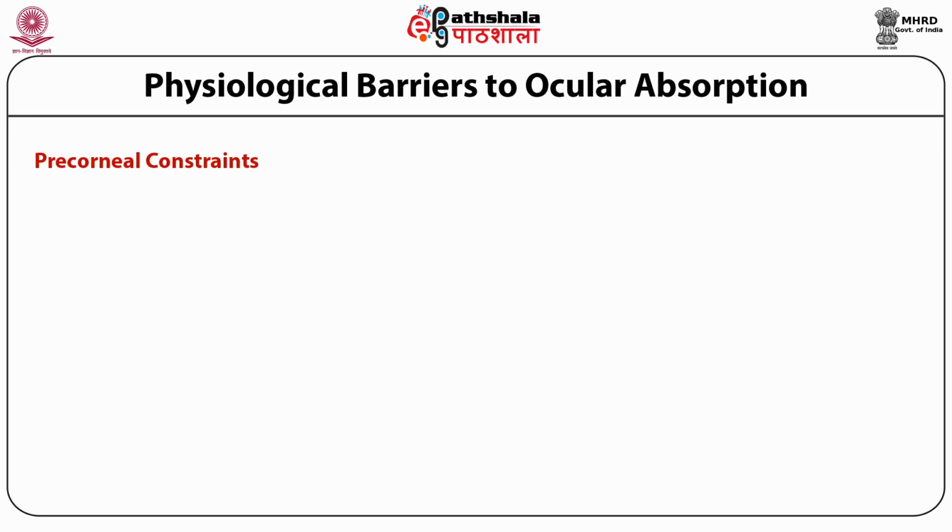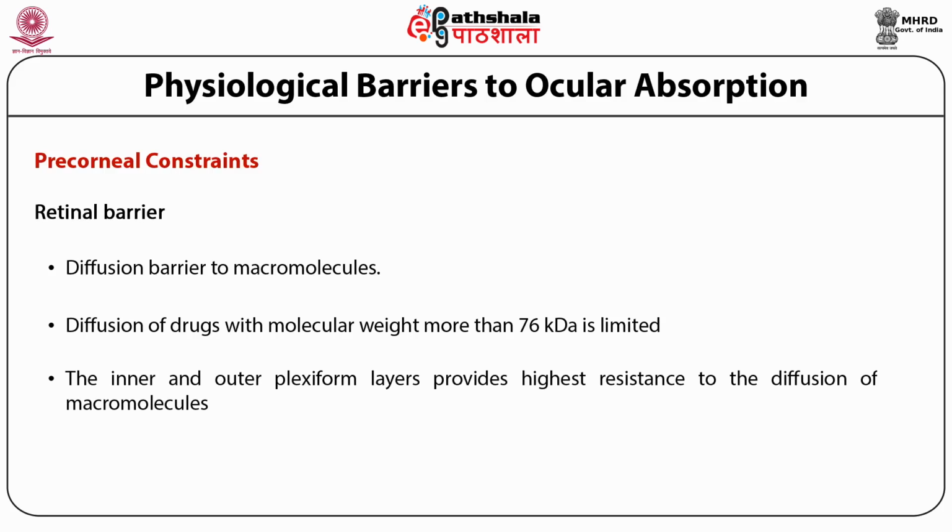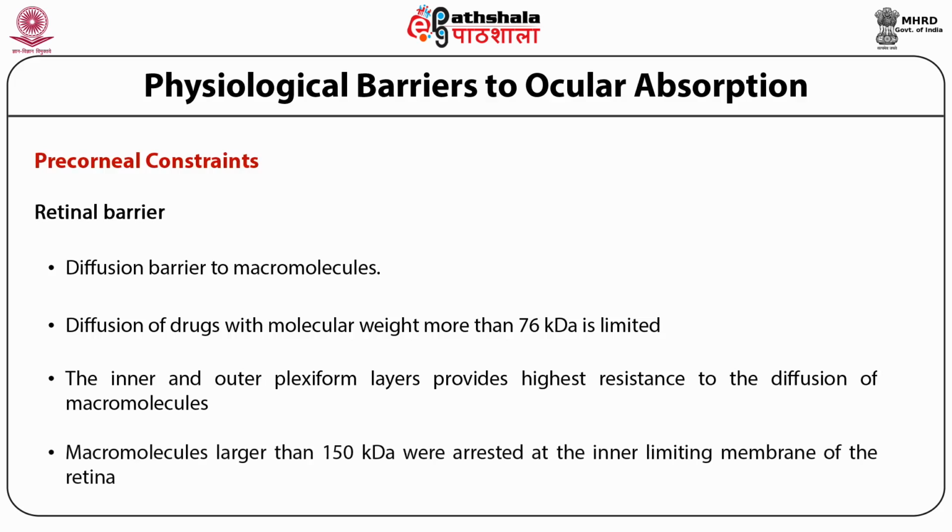Then we have the next barrier that is primarily referred to as the retinal barrier. The retina itself limits the diffusion of macromolecules. Diffusion of drugs with molecular weight more than 76 kDa is limited in retina. The inner and the outer plexiform layers provide the highest resistance to the diffusion of macromolecules. Macromolecules larger than 150 kDa were prevented at the inner limiting membrane of the retina.